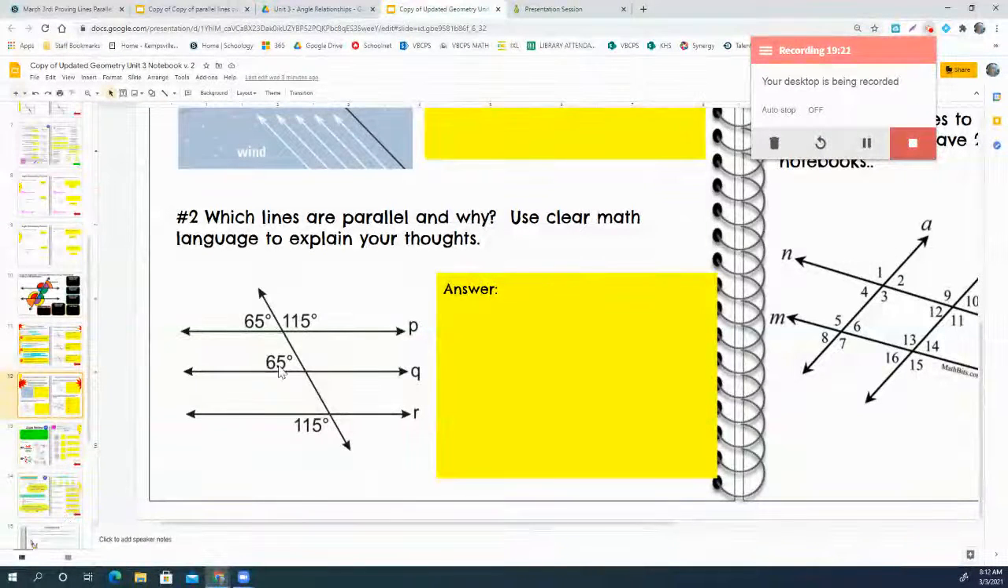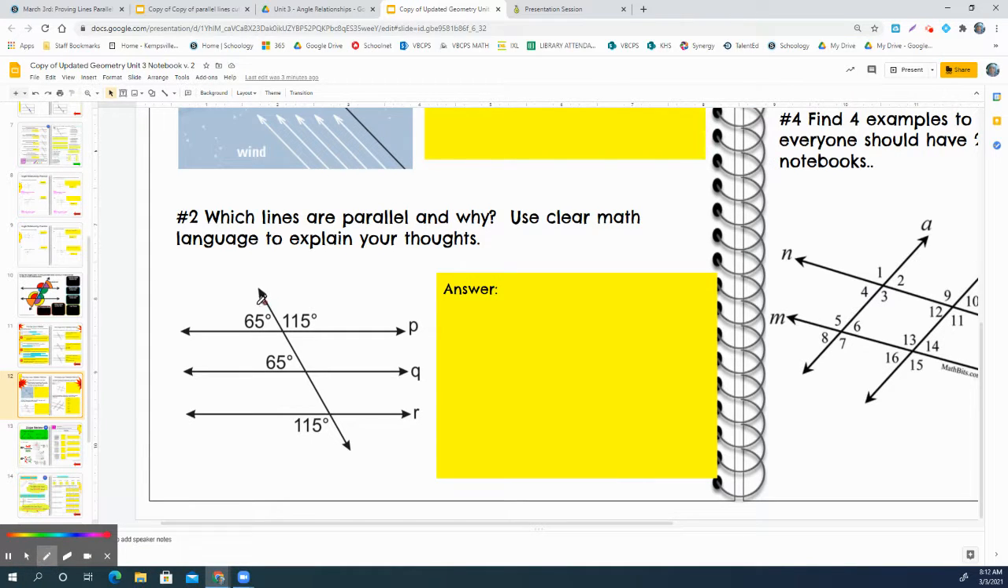How about this one here? What lines can I prove parallel and why? You could prove the 115. I've got 65s and I've got 115s. So Jacob, you're saying I've got this 115 and this 115. What do they prove parallel? They are alternate exteriors, so they're connected by a transversal. They're in two separate intersections. They have a valid pattern. So P is parallel to R. So we can write P is parallel to R because alternate exterior angles.